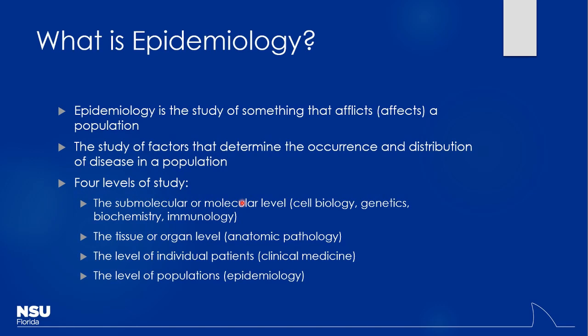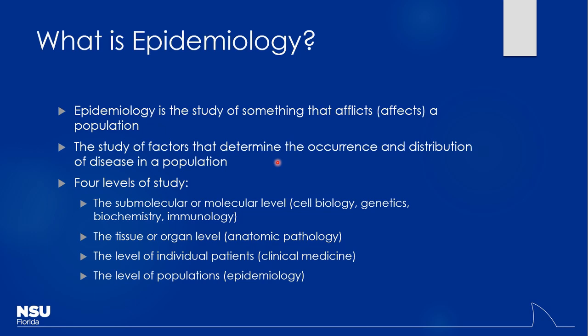So what is epidemiology? Again, we're looking at studying the things that afflict or affect a population, right? So it could be smoking, could be obesity, could be opioids, could be lots of different things here. And we're looking for the factors that are going to determine that occurrence and the distribution of the disease in a population, right?